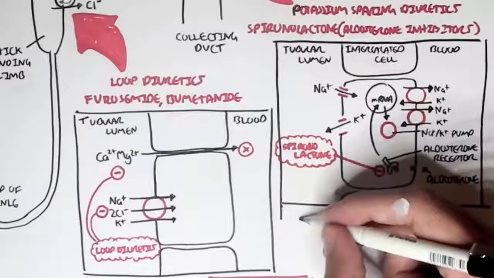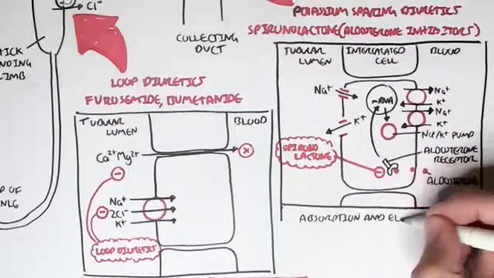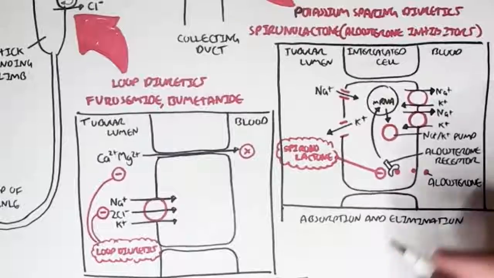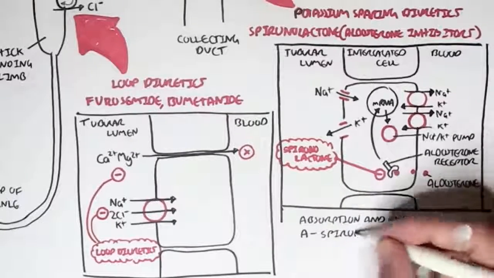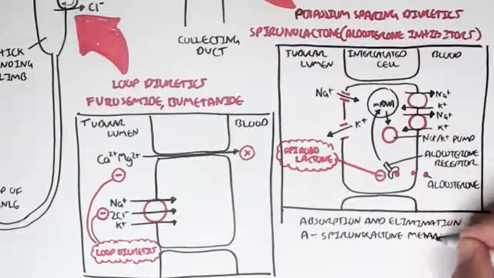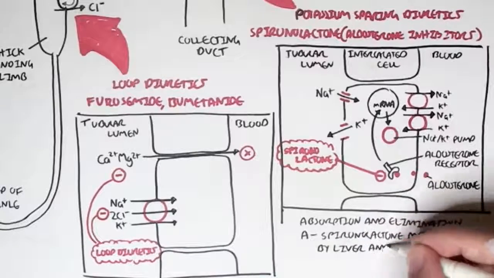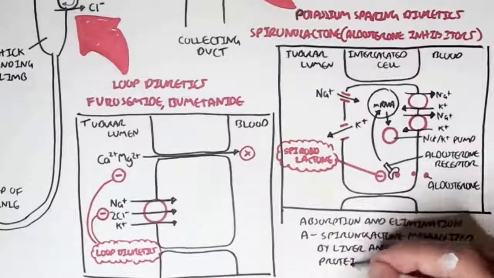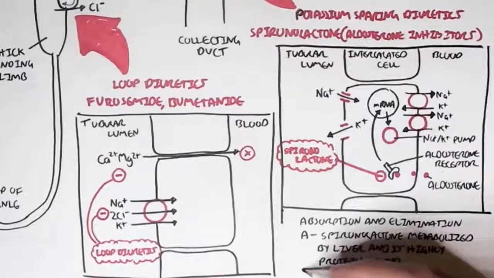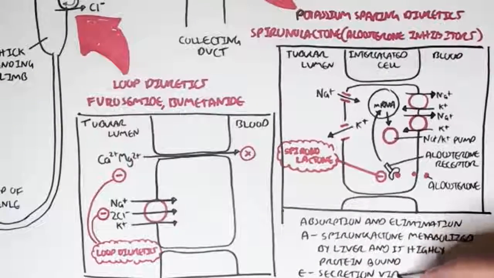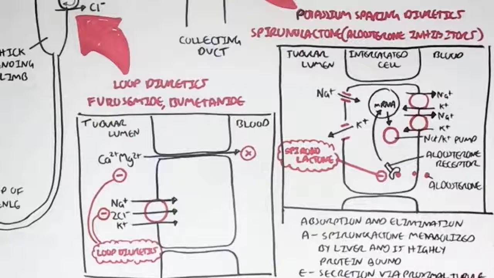The absorption and elimination of potassium-sparing diuretics, well, the absorption for spironolactone is that they are metabolized by the liver, and they're actually highly protein bound, meaning that they travel within the blood by binding onto a protein, some kind of protein. Elimination is that they are secreted via the proximal convoluted tubules.